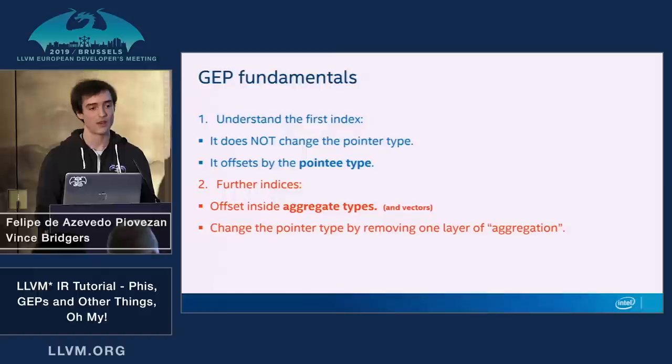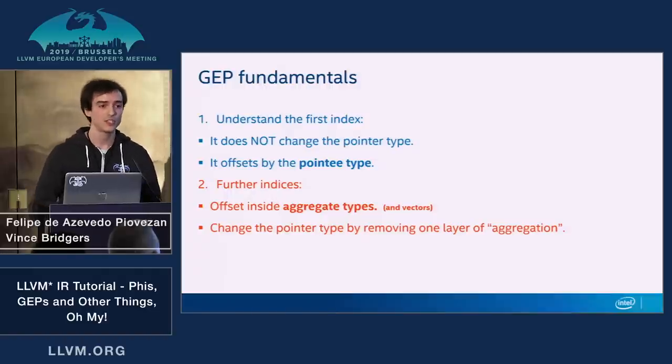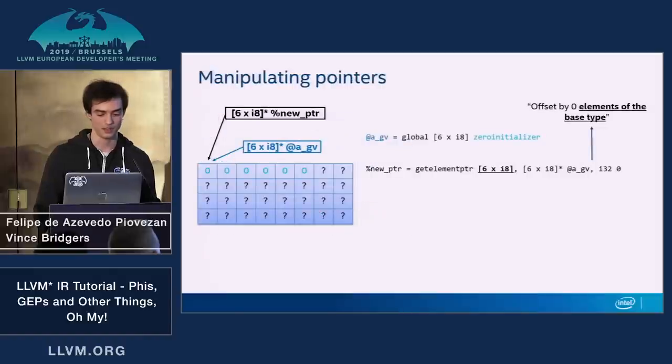Well, we have to add more indices to this GEP. So while the first index is always offsetting based on that base type, all other indices are essentially stripping away a layer of aggregate type and getting a pointer inside this aggregate. Let's use our previous example to understand this. So this is the situation we had.